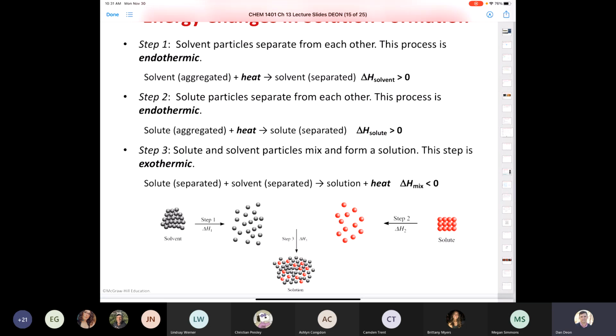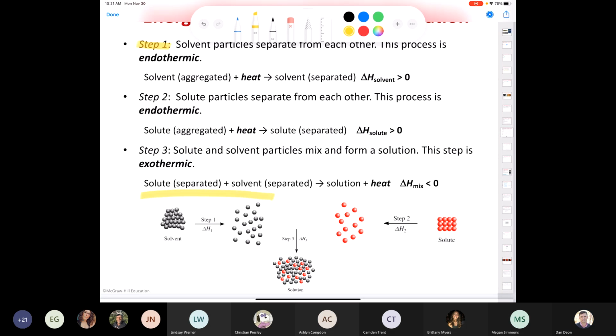Okay, now it looks like there's a lot of information on here, so let's just break it into 3 steps. First step, we have a solvent. Let's say you have some water and you're putting sodium chloride in it. Well, in order for a solution to form, the water molecules, not all of them, but some of them are going to have to separate, right? Aren't they? Because you're going to have to squeeze or put those ions in between them.